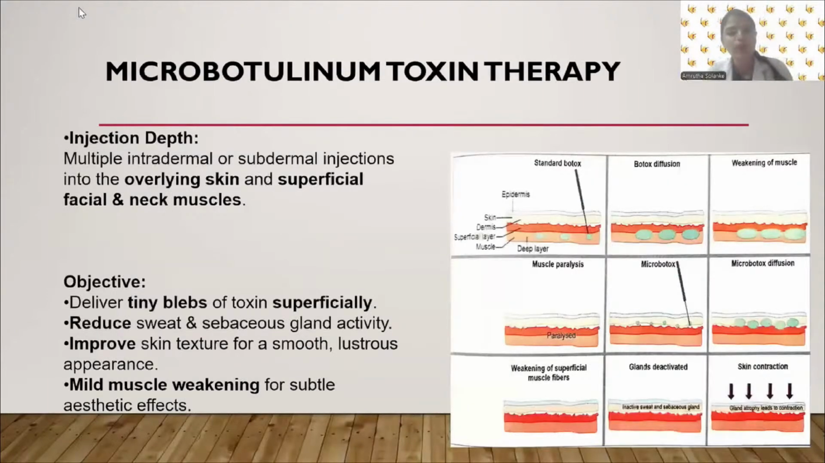Coming to microbotulinum toxin therapy. The injection technique is multiple intradermal or subdermal injections into the overlying skin and superficial facial and neck muscles. The objective is to deliver tiny blebs of the toxin superficially, reducing sweat and sebaceous gland activity, improving skin texture for a smooth and lustrous appearance, and causing mild muscle weakening for subtle aesthetic effects. As you can see in this picture, the microbotox is placed just above the muscle.